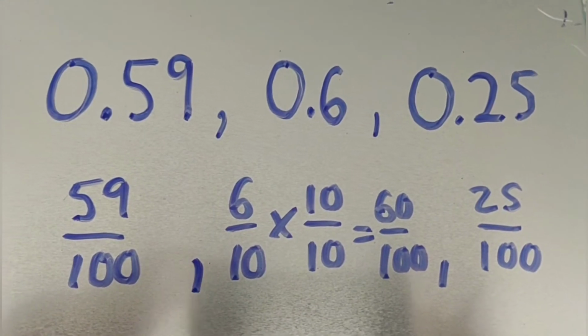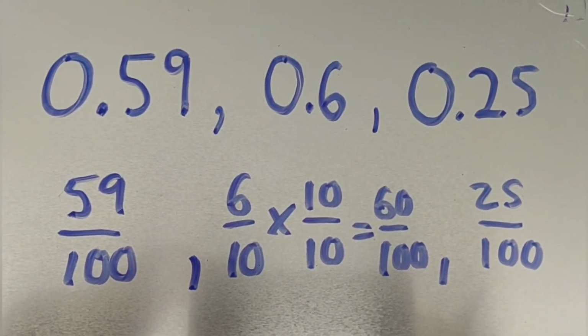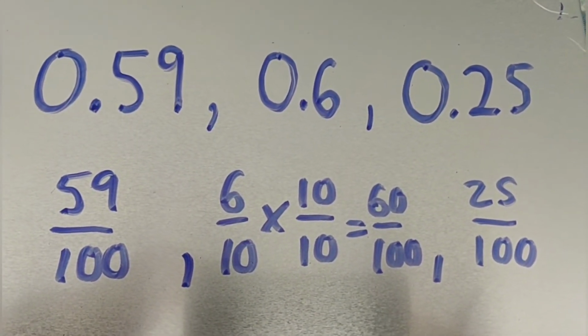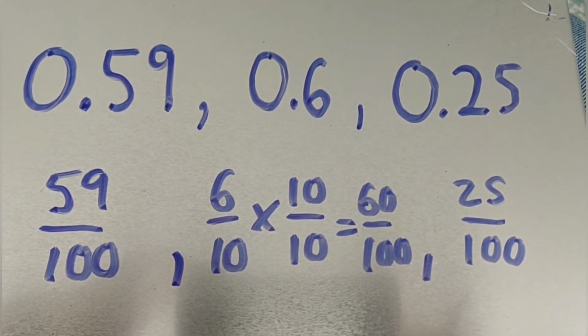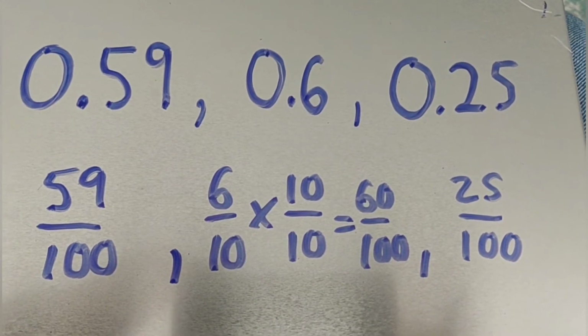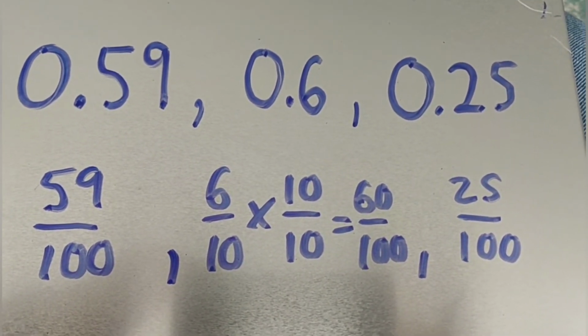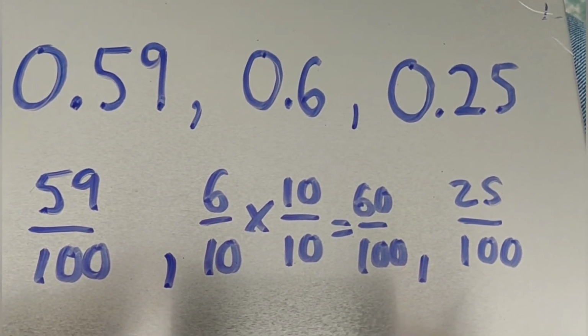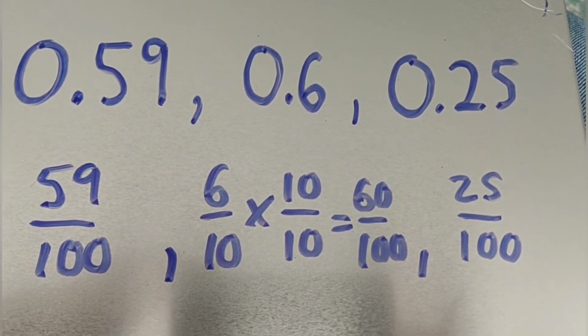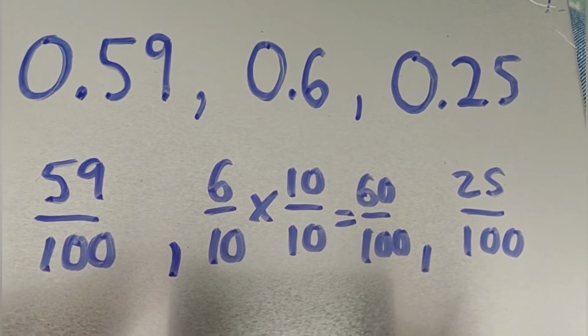You could do it this way. You could write 0.59 as 59 hundredths, another way of saying the decimal 0.59. You could write 0.6 as 6 tenths and then express it as a fraction with a denominator of 100, 60 hundredths. And then you could write 0.25 as 25 hundredths. And then you can put them in order.